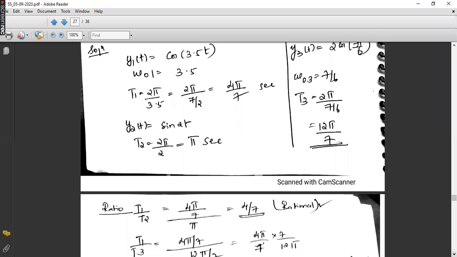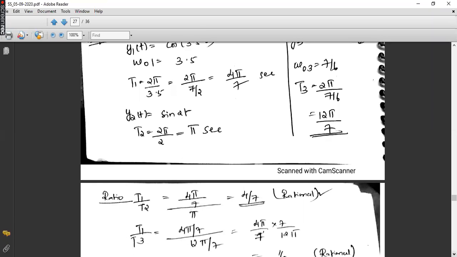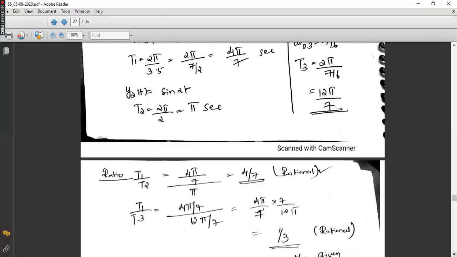That is why I have insisted you to keep the T values in fractional format, not in decimal, so that pi will get cancelled eventually. So when you take the ratio T1 by T2, this pi will get cancelled. So the answer is 4 by 7. And if you take the ratio T1 by T3, again 7 will also cancel, pi will also cancel. So the answer is 4 by 12, which is nothing but 1 by 3.